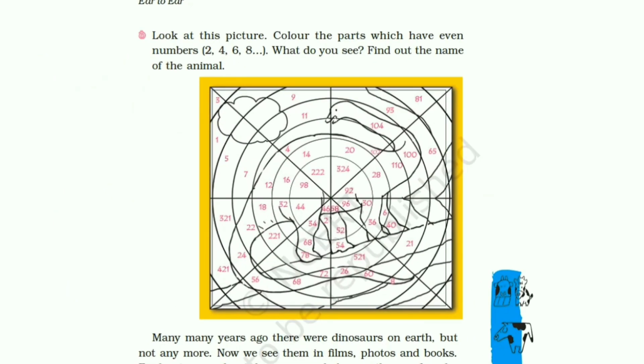Moving to the next page, see, look at this picture, color the parts which have given even numbers 2, 4, 6, 8 and so on. What do you see? Find out the name of the animal. So we have to first color the even numbers. So we have colored it. Let's do the color. Okay.